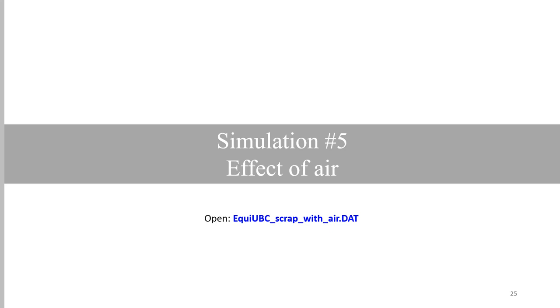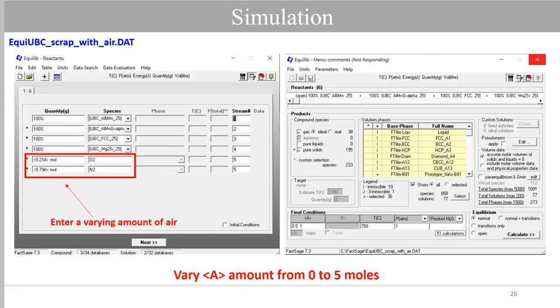So now finally, last simulation, we're going to just assess the effect of air on the aluminium molten metal, just as a quick indication of why we can't bubble oxygen in the melt like we do for steel. So we can open aqueous UBC scrap with air. And here again, we have all our scrap, and we introduce a variable amount of air, composed of course of oxygen and nitrogen.